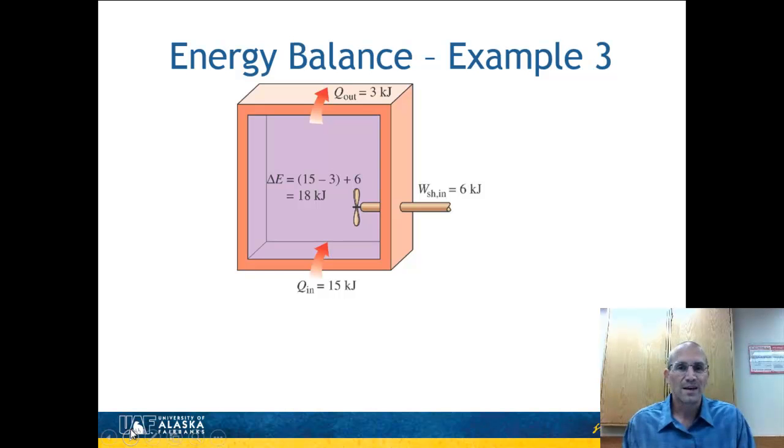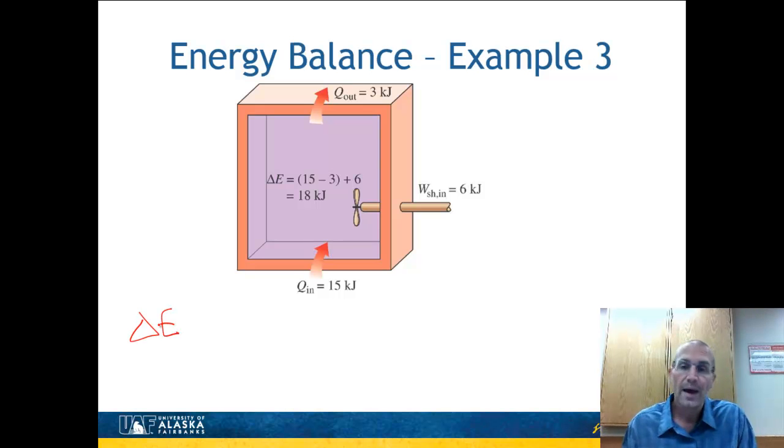All right, let's look at one last third example. A little bit more complicated. I've got a few more terms here. Here I have this rigid box. This system is not adiabatic. I have shaft work going on, which means that this fan in here is spinning. I've got heat transfer going in and heat transfer going out.